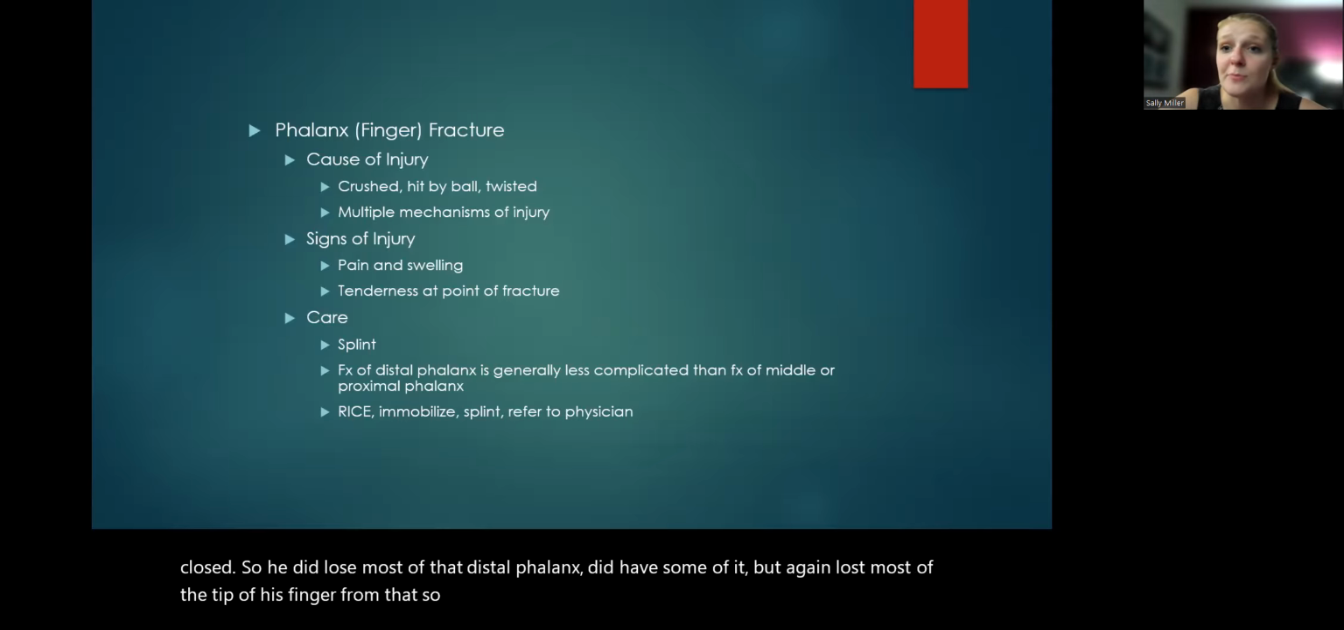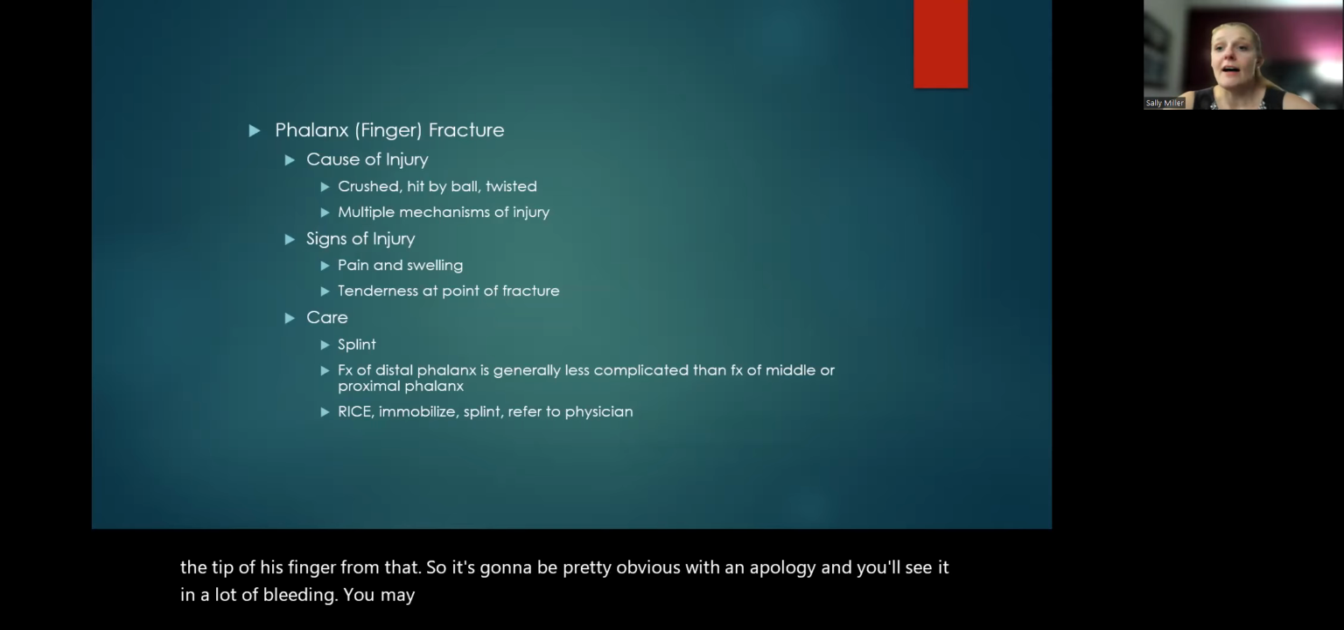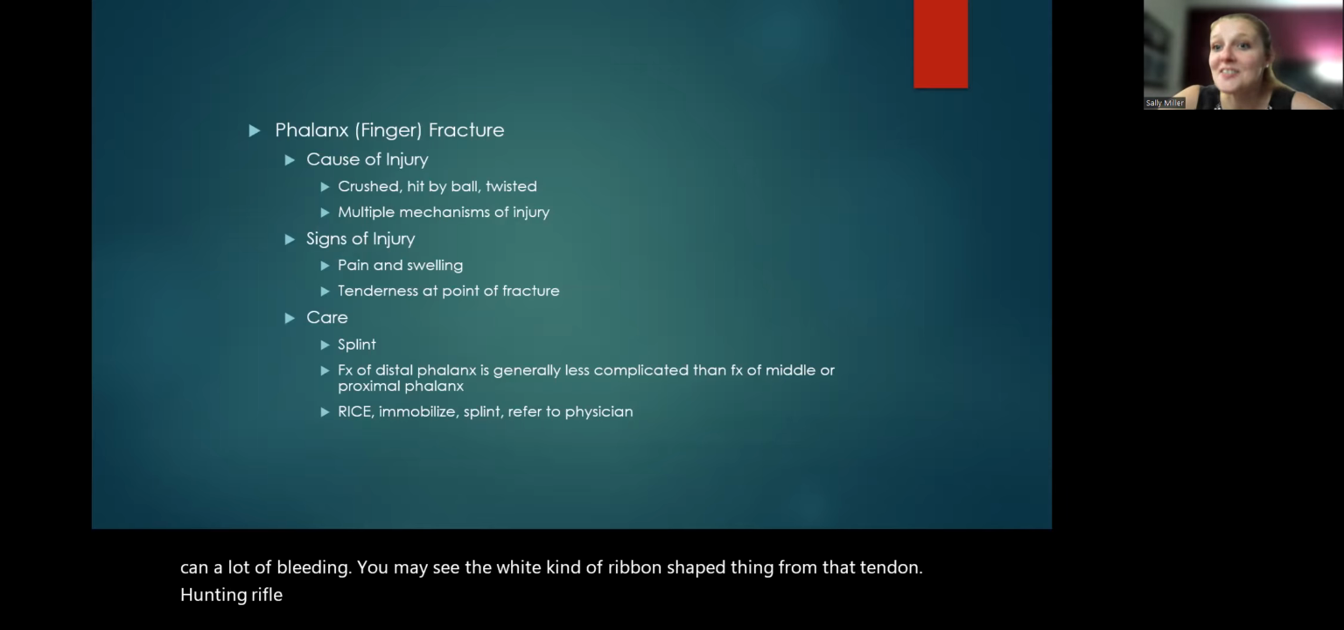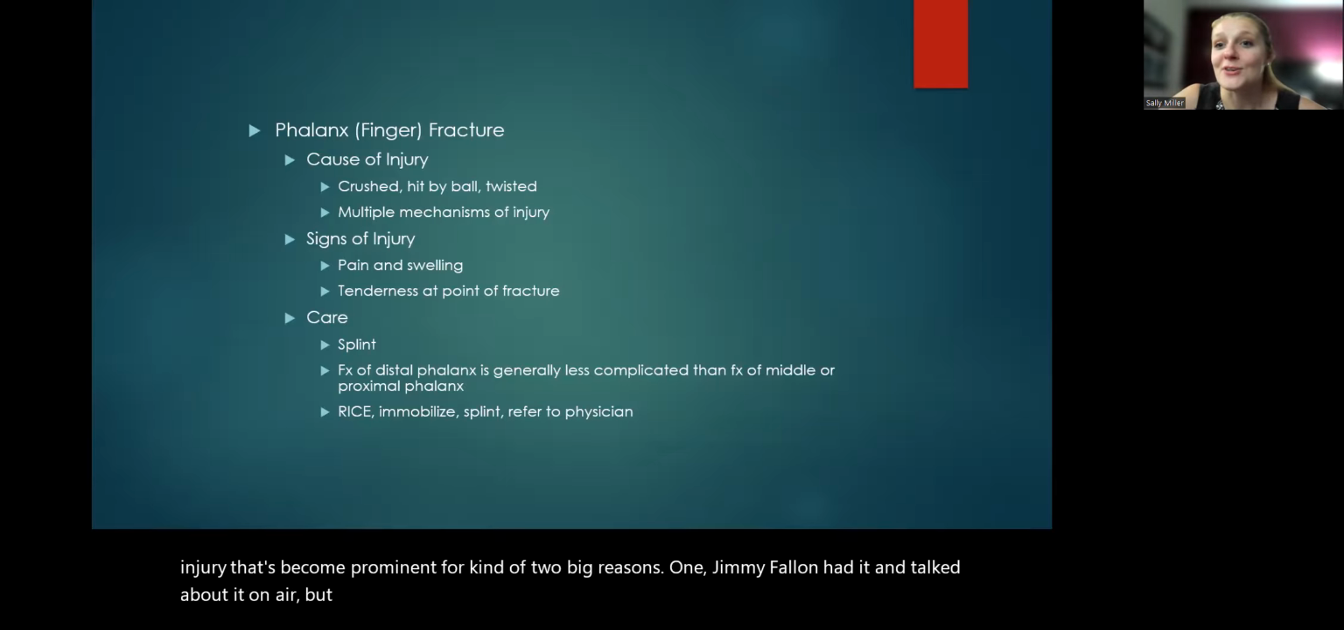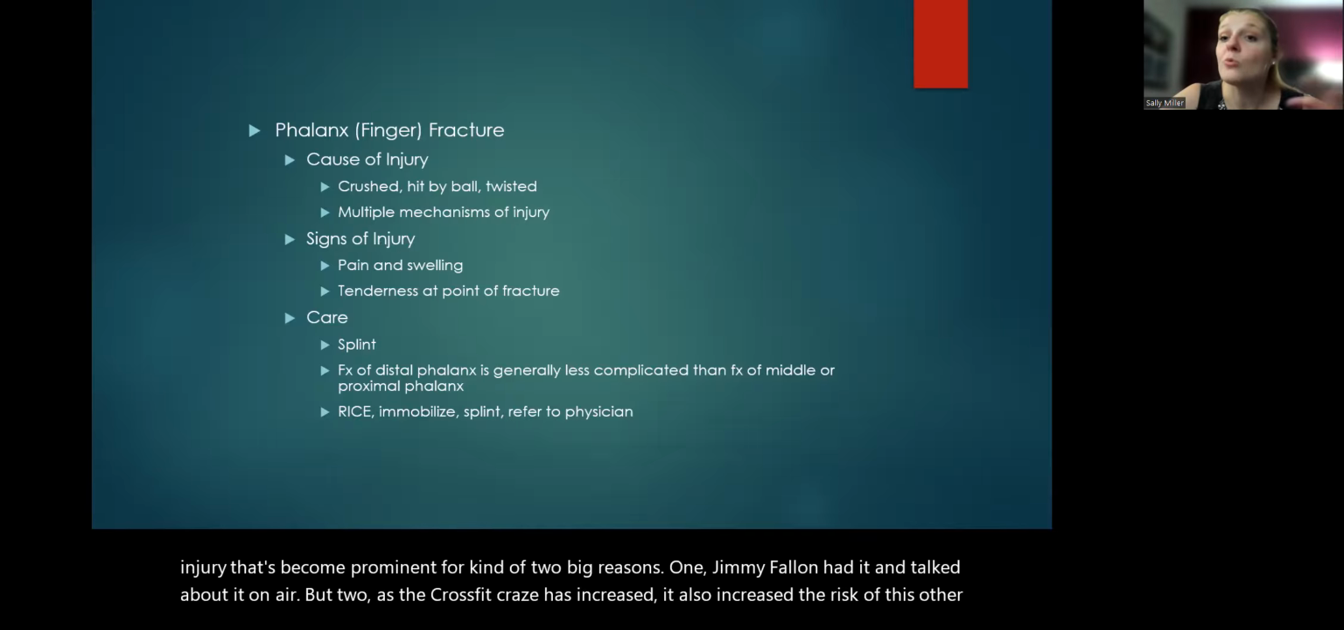So it's going to be pretty obvious with an avulsion. You'll see, again, a lot of bleeding. You may see the white ribbon-shaped thing from that tendon. Splinting, referring, antibiotics, a lot of that stuff is necessary, but very similar to that is another injury that's become prominent for two big reasons. One, Jimmy Fallon had it and talked about it on air, but two, as the CrossFit craze has increased, it also increased the risk of this other injury called a ring avulsion.